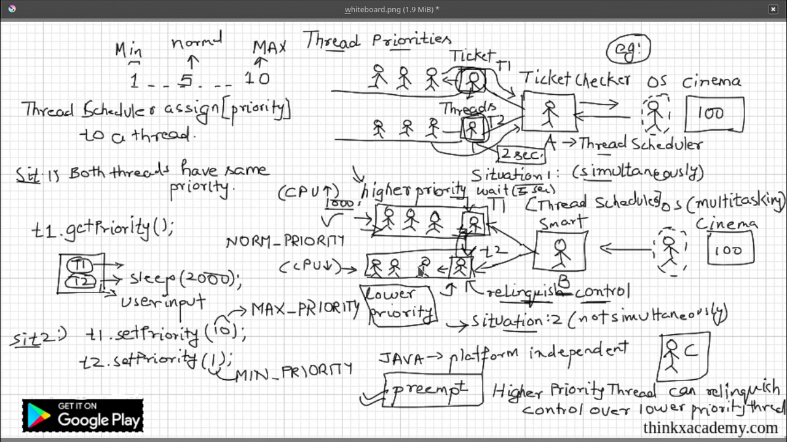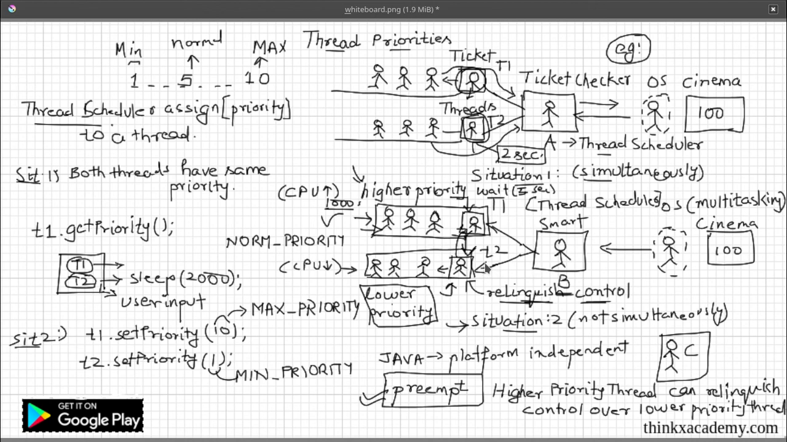So what we have studied is, we now know the working of the thread scheduler. We know that different operating systems have different ways to handle multitasking, and we have two situations. In the first situation both the threads are running simultaneously, and in the other we are assigning a priority. This smart person C is making a combination of both, making the higher priority thread wait for some time, and in that way the lower priority thread will be able to execute its code.